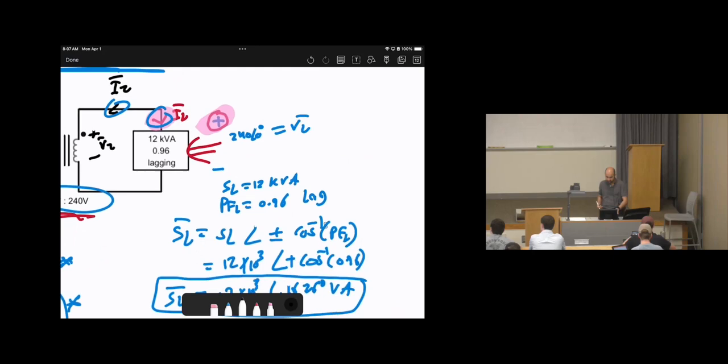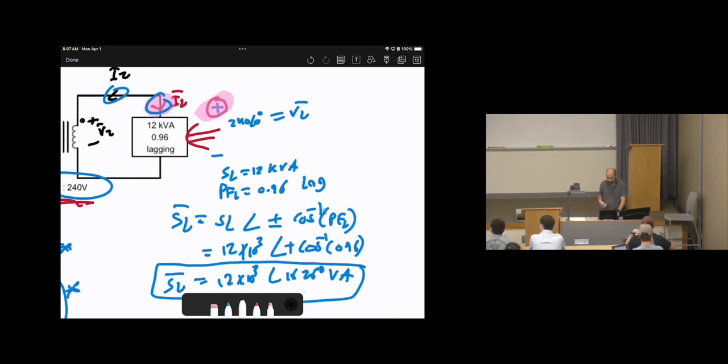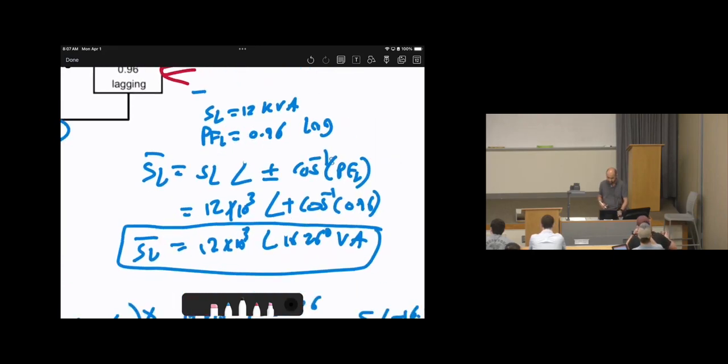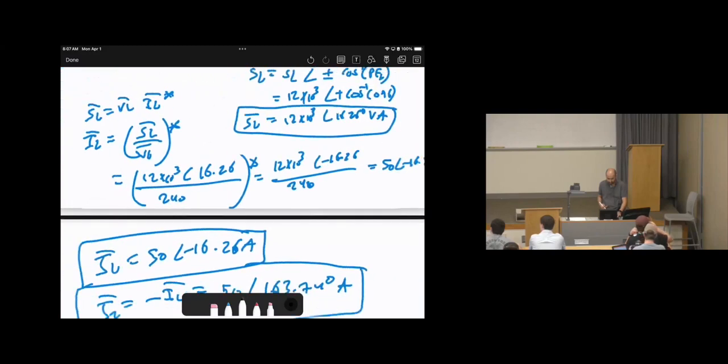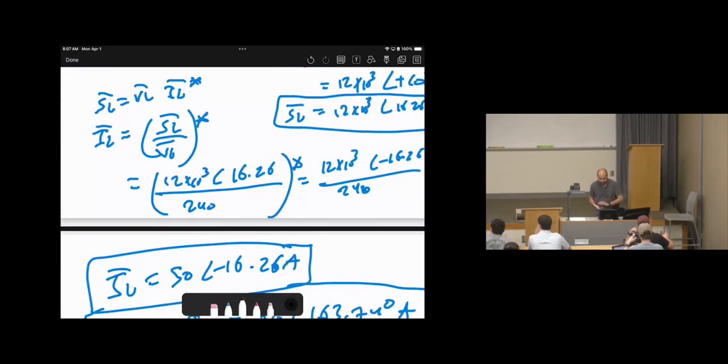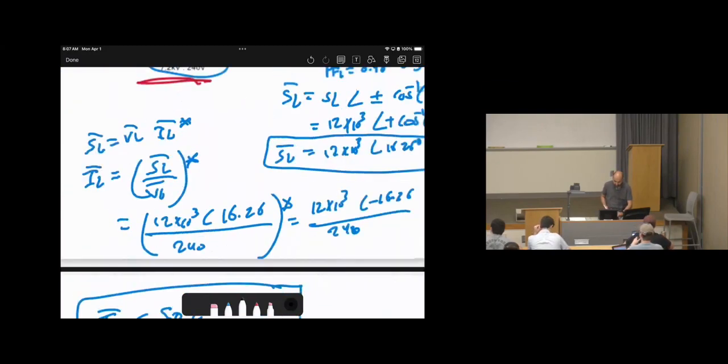Then we have the power. So with some power information, we converted the power to complex power. Then from the complex power, we can find the current, which is S over V conjugate. Then we calculated the current IL.